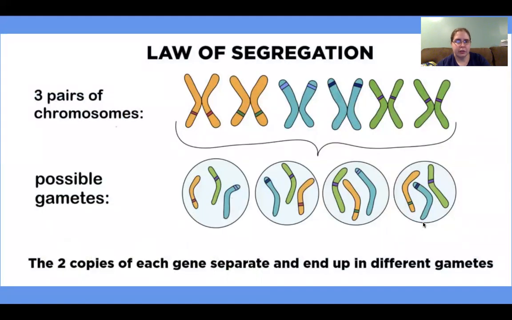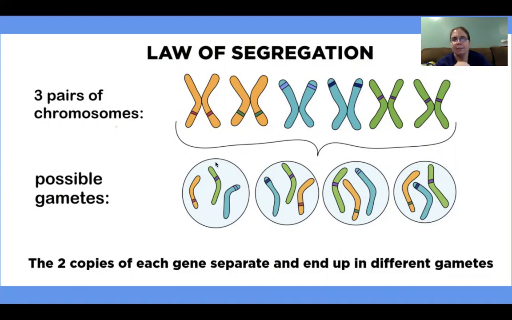All right, so here we go again, showing an example of the law of segregation. There are three homologous pairs. We have the orange homologous pair, the teal homologous pair, and the green homologous pair. So the law of segregation says that during meiosis, we are going to separate the homologous pairs. So that means that instead of having two oranges, each of the gametes should only have one orange. And that's what we see here. Instead of having two teal, each of the gametes should only have one. So we get that one, and that one, and same with the green.